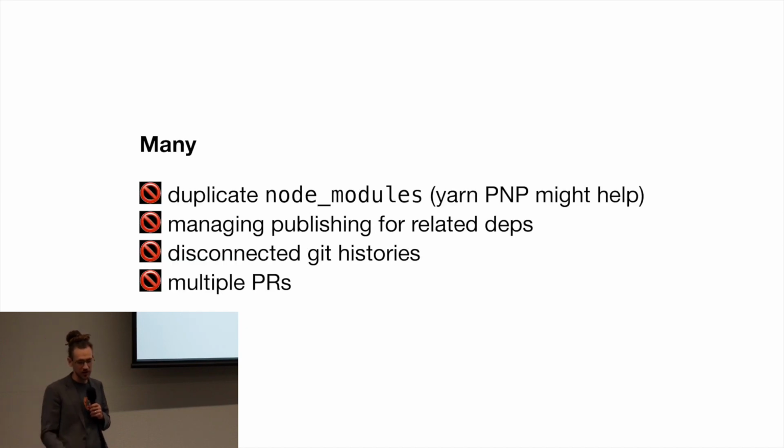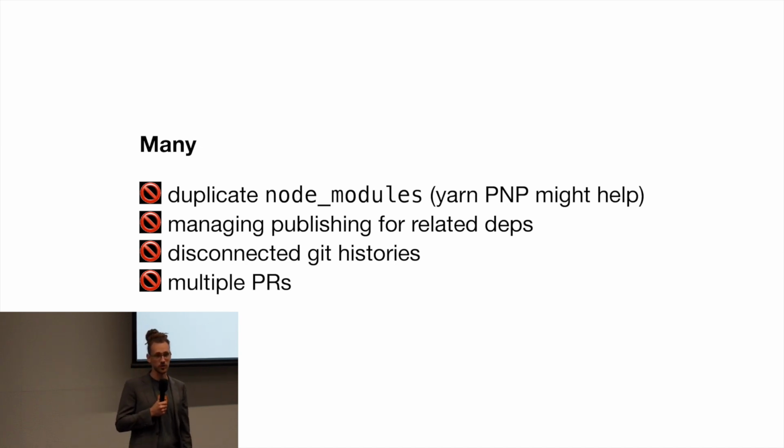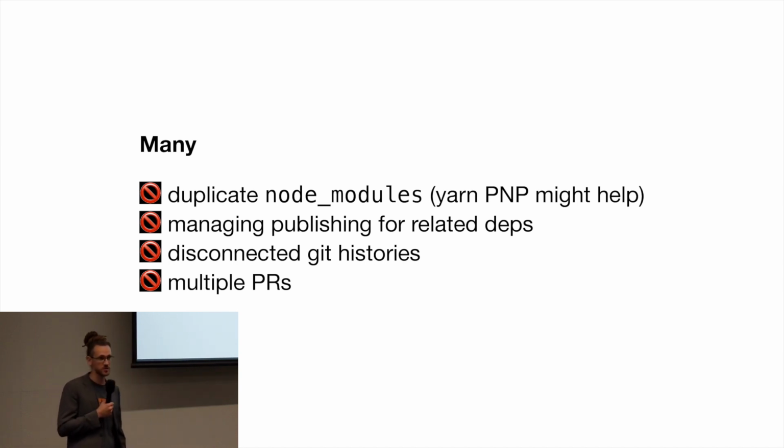But it has downsides. If you do have many packages, and they may share dependencies, then you end up with duplicates in duplicate node_modules directories, which means your disk can be filled up very, very quickly. Yarn Plug'n'Play might help with this. I'm not 100% sure on the details there, but I think it's designed specifically to solve this problem of duplicate node_modules. So we'll see how that goes. It's on by default in the latest version of Yarn, I believe.